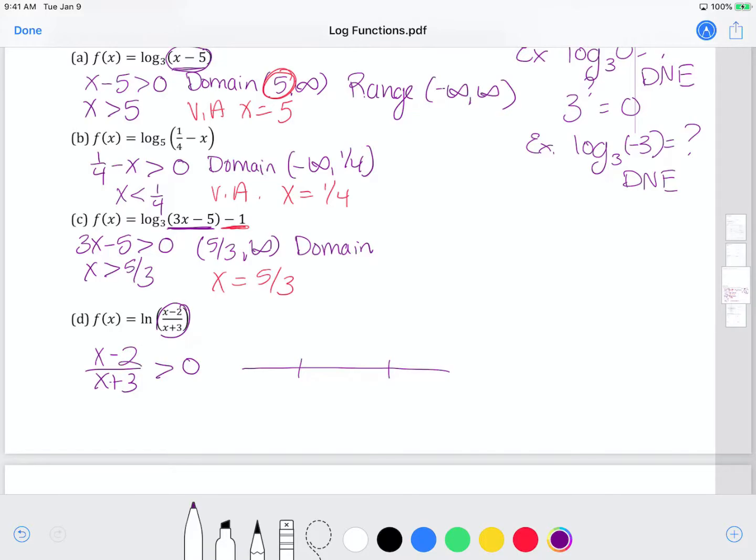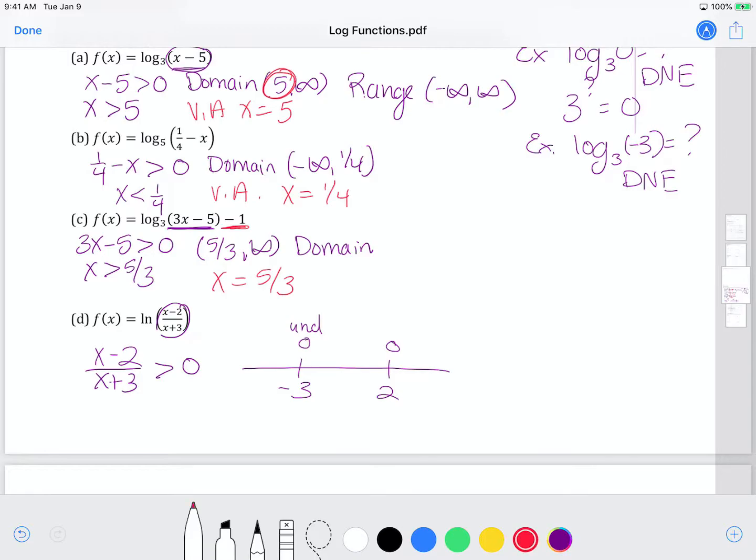Fix that. That should be a 2. So I have to put on my sign chart whatever makes the top and the bottom 0. So that's going to be -3 and 2. And I don't want to include 0 in this, and I don't want to include anywhere that's undefined. So these are both going to be open circles here. And in fact, for -3, I'm going to also label that as undefined, because that's what makes the denominator 0.